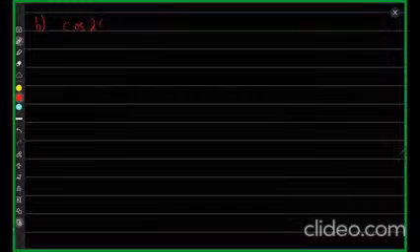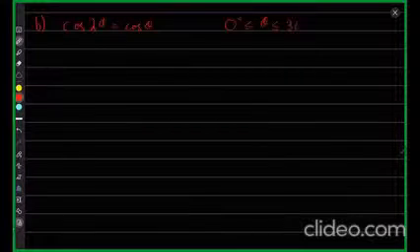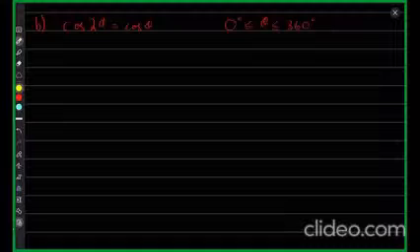It is cos 2 theta equals cos theta, and this part is same. This is 0 degrees and this is 360 degrees. Okay, this is what we need to do. So cos 2 theta is equal to cos theta. Again, I cannot say that cos 2 theta and cos theta are same, so I can solve it. No, I need to first simplify it and convert it.